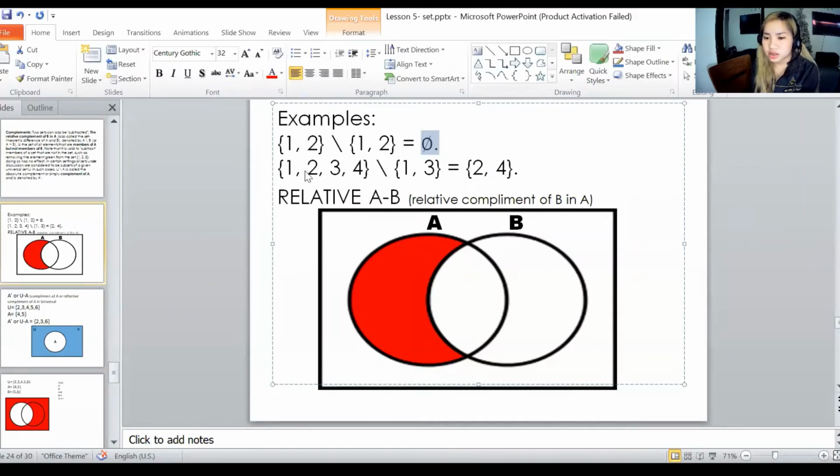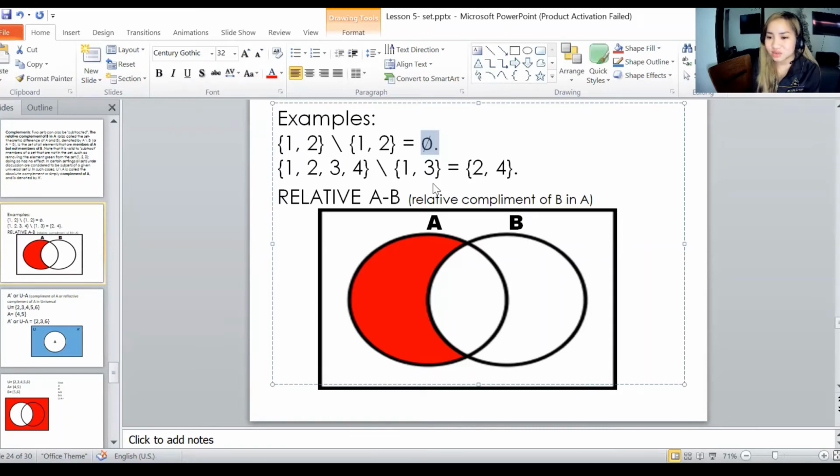Dito naman po sa next example natin, we have this first set, 1, 2, 3, 4. Yung second set natin is 1, 3. So, ang magiging answer natin is yung mga elements na meron dito sa unang set na wala dito sa next na set. Meron po bang 1 dito sa set na 'to? Meron pong 1 kaya hindi siya kasama sa final answer. Yung 2 po ba meron dito sa second given? Wala pong 2. Kaya yung 2 is kasama dun sa final answer.